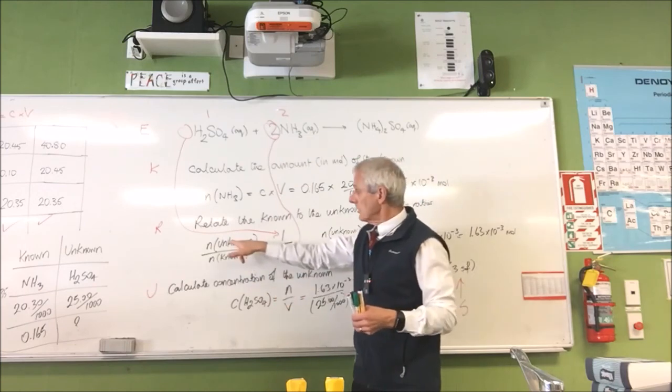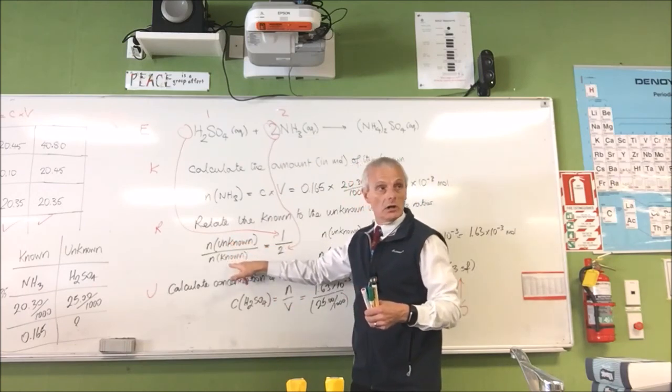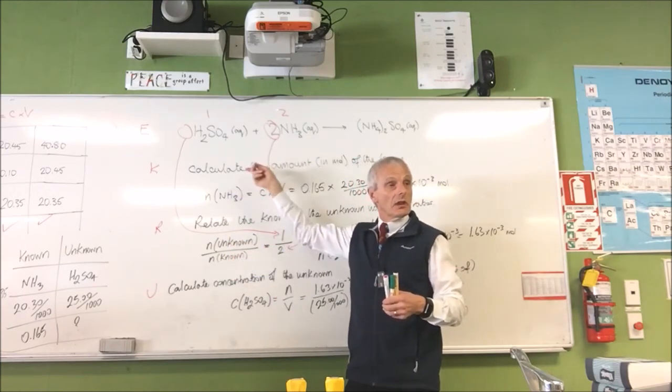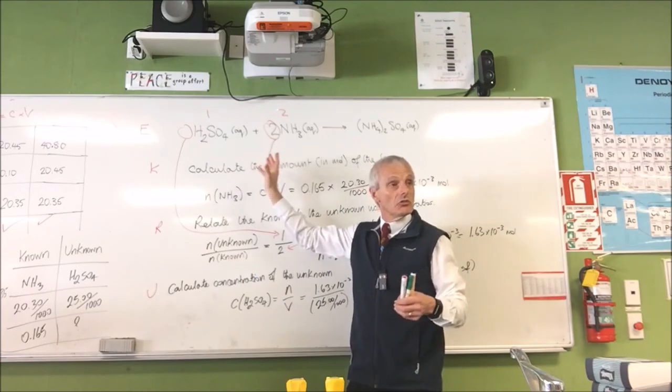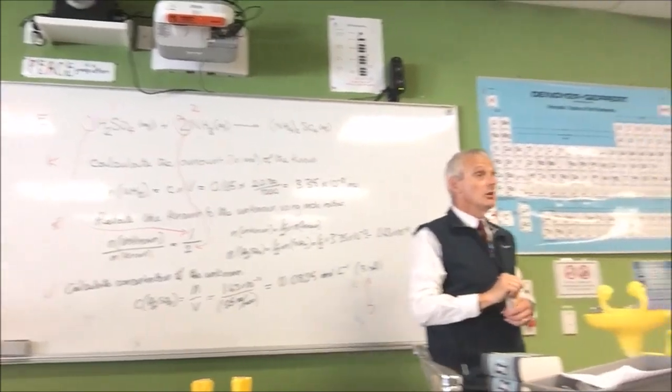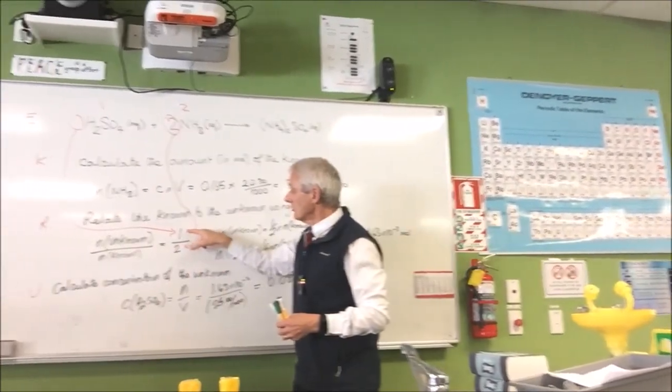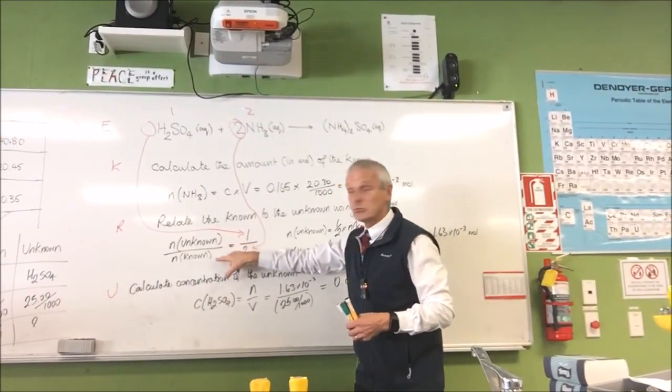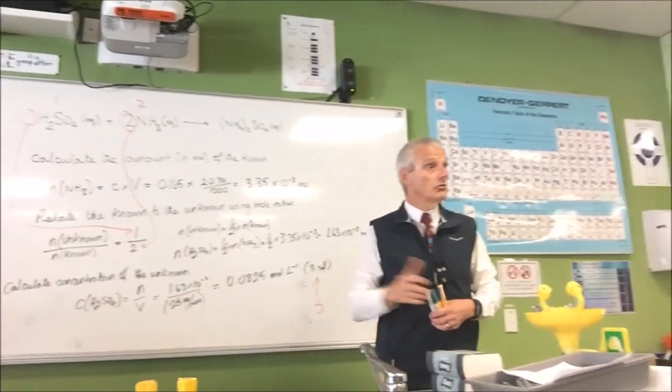So always write n unknown over n known, work out which one is which from that equation, and just use the number in front, because that's what the ratio is telling you. So what this is saying is I've got a 1 to 2 ratio of unknown to known. And so just rearranging it.